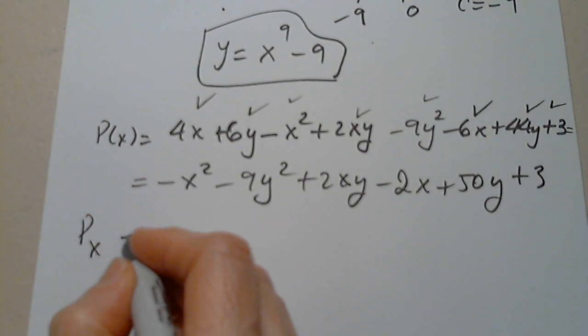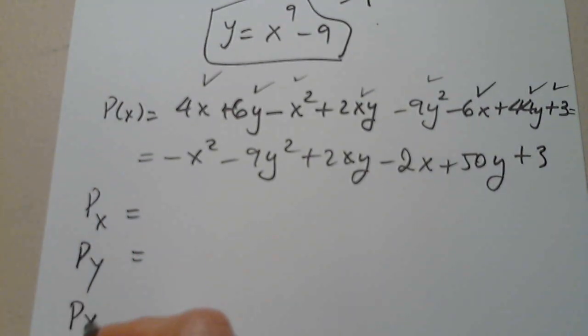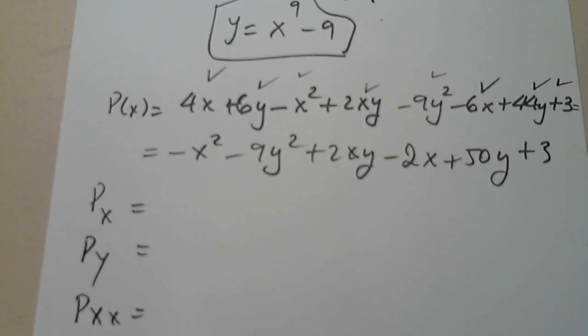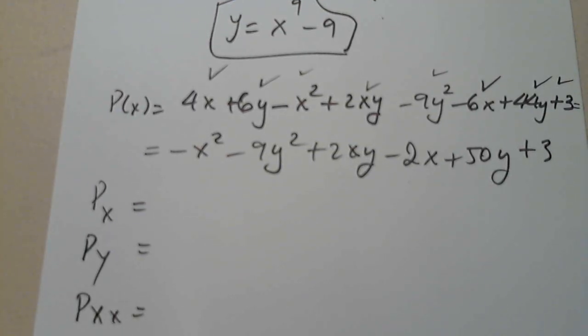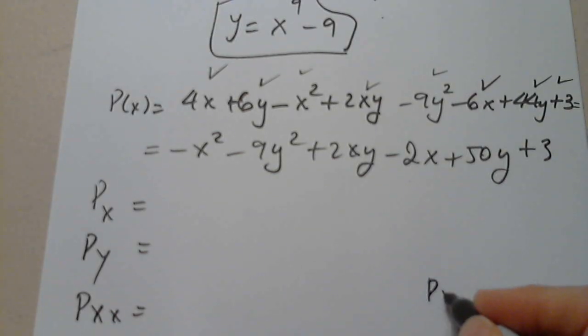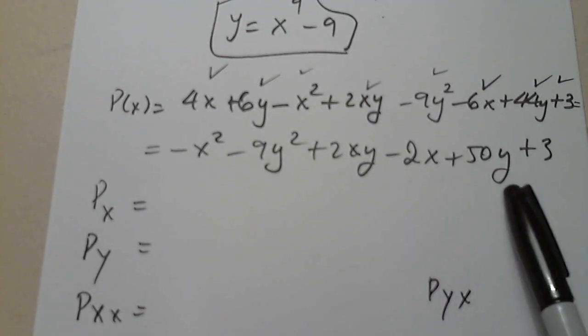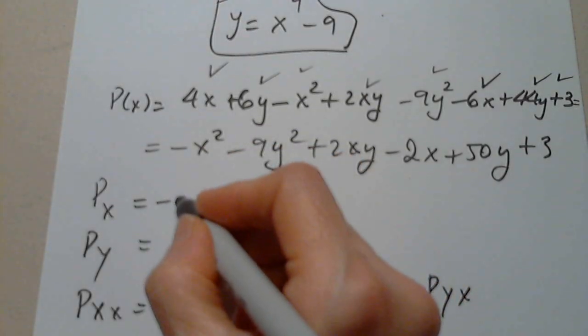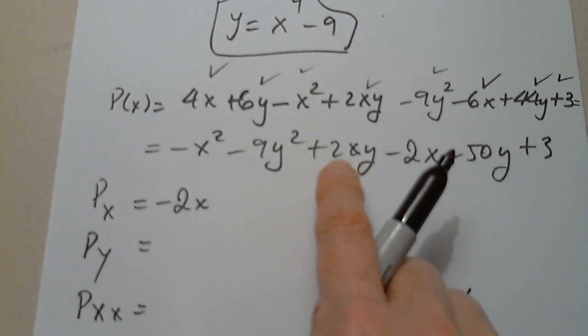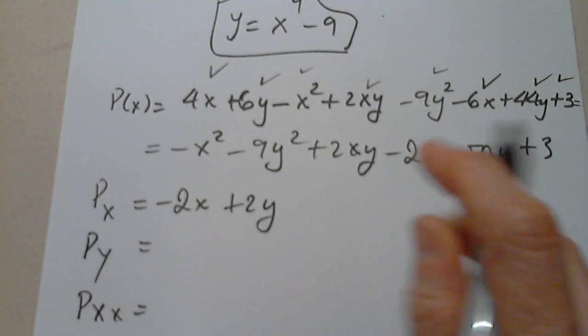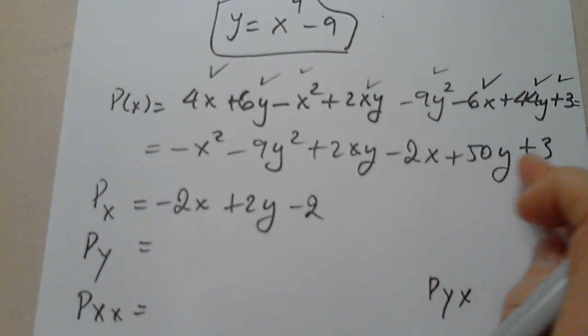Now I have to find Px, and I have to find Py. I have to find Pxx, Pxy, Pyy, and then Pyx. All 6. First order partial derivatives and second order partial derivatives. So I differentiate this with respect to x. I see here negative 2x, no x. I see here 2xy prime is positive 2y. I see x here, negative 2. I see no x and no x.